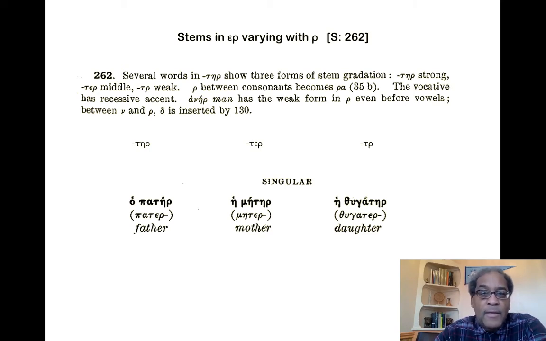The vocative has the recessive accent. Okay, so τερ, τερ, τρα. And our words here are ὁ πατήρ, ἡ μήτηρ, and ἡ θυγάτηρ.